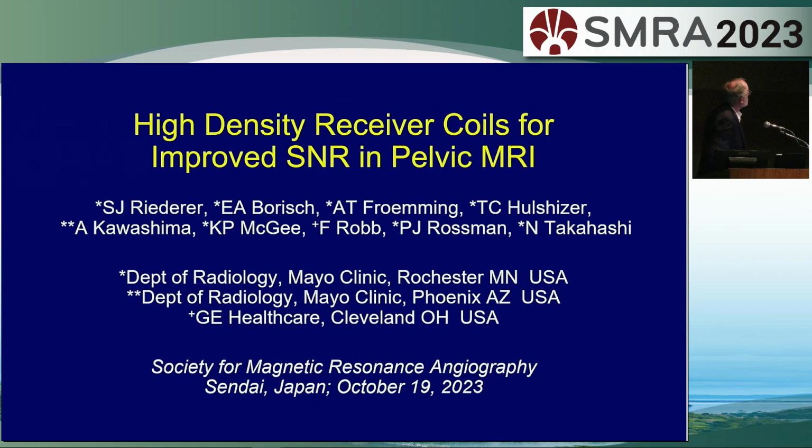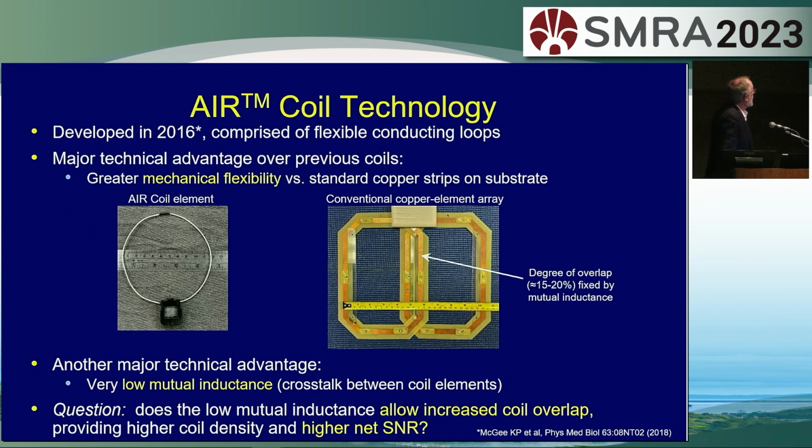Thank you. Today I want to talk about receiver coil technologies used for pelvic MRI and MRA. About 10 years ago, air coil technology was developed, and a major advantage of these coils was the very flexible mechanical flexibility. These are less than 1 millimeter in diameter and can be configured in many ways compared to traditional copper-based coils on a substrate.